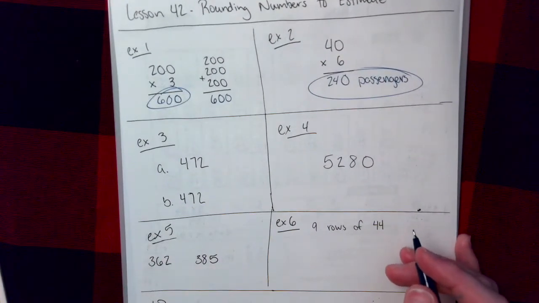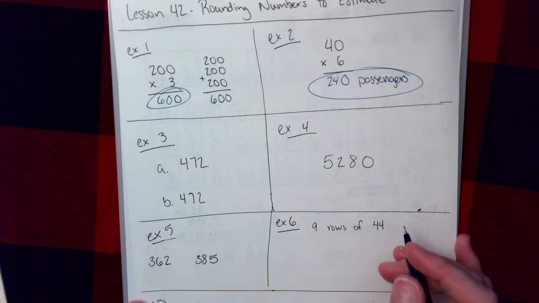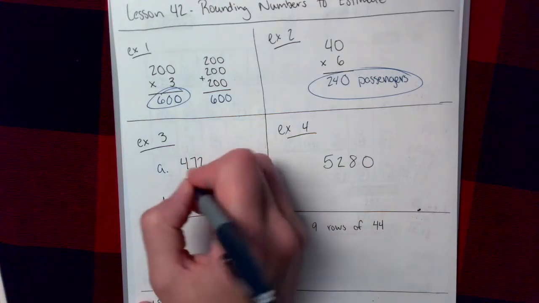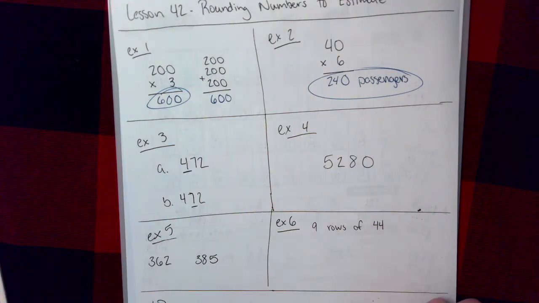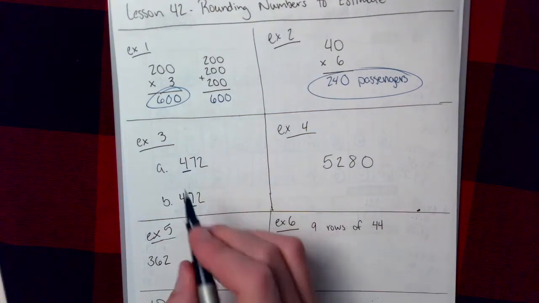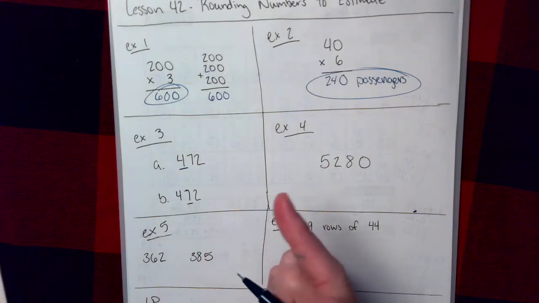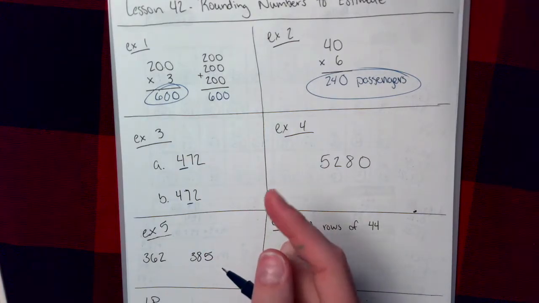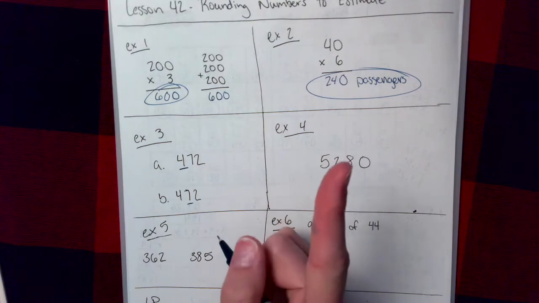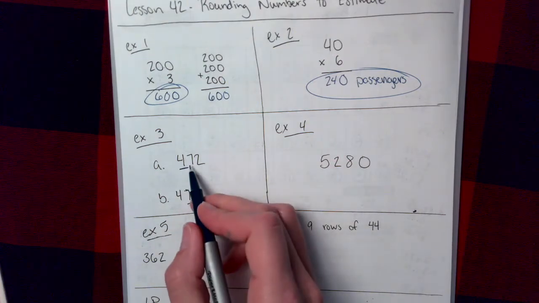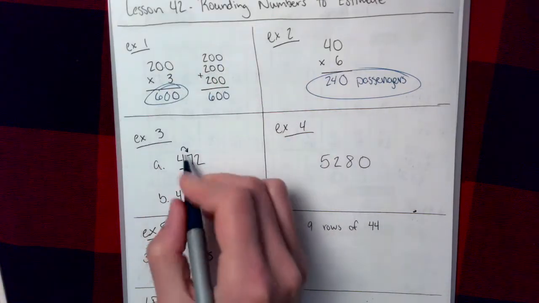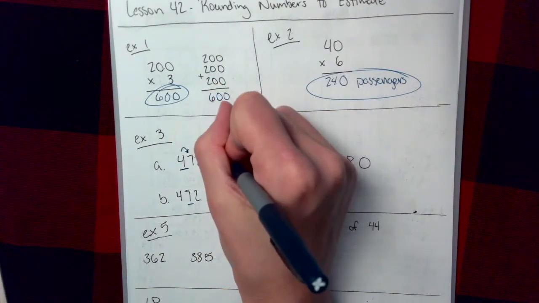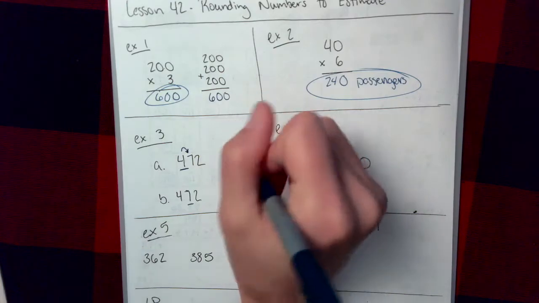Example 3 says round 472 to the nearest 100. B says round it to the nearest 10. Okay, so underline that place that we're rounding to. So in A, we're rounding to the nearest 100. 0 through 4 don't get no more. 5 through 9 go up one time. The 4 looks at the 7. The 7 tells the 4 to go up one time. So it's going to go up to 500.